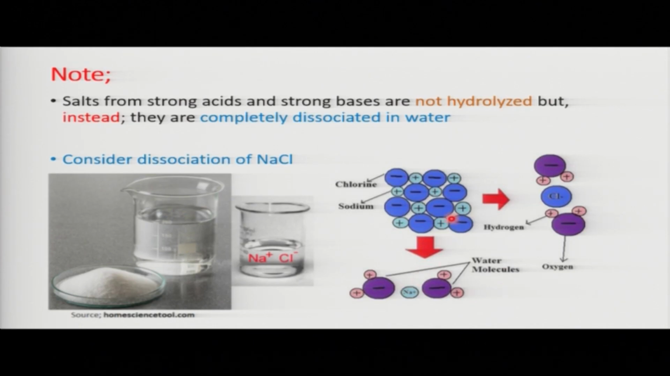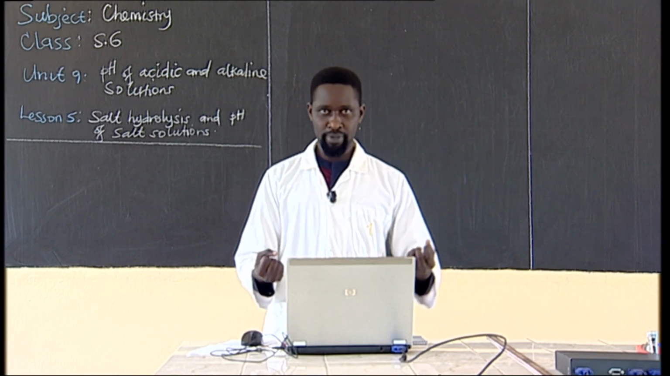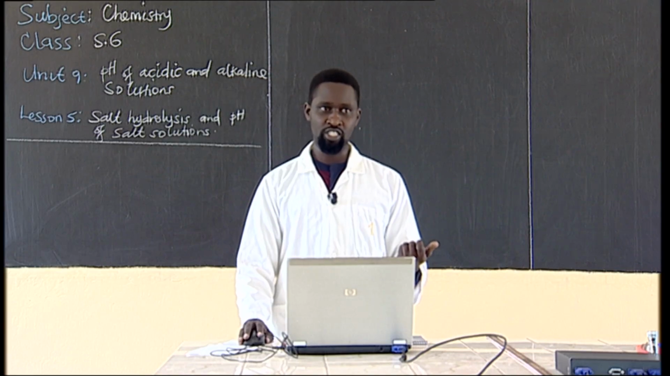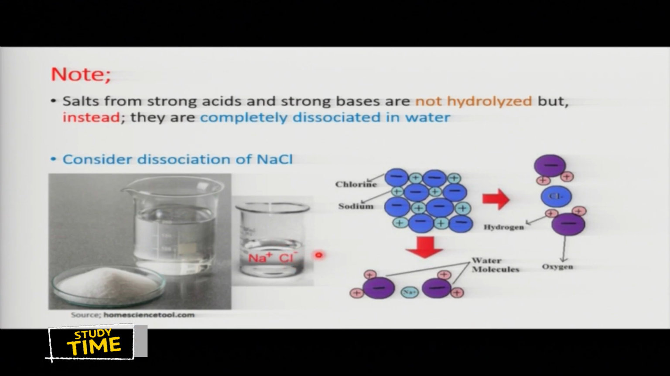This is exactly what happens. Remember, it comes from a strong acid and a strong base. So we have the ions, for instance, sodium ions from the strong base, sodium hydroxide, and the chloride ions from a strong acid, hydrochloric acid. So as a salt, when you dissolve it in water, the ions are simply dissociated. It is not hydrolyzed, but simply dissociated.